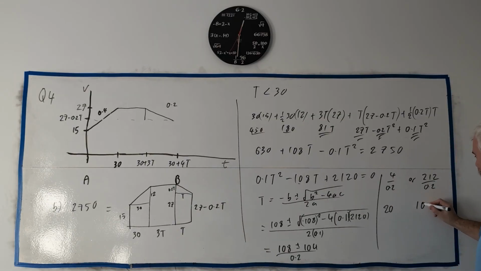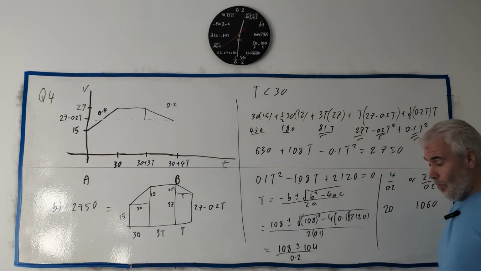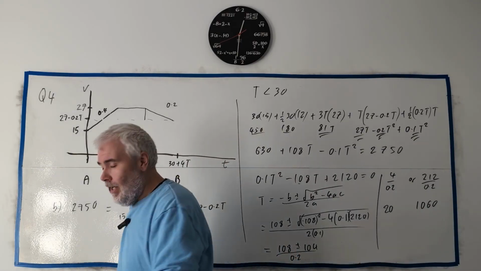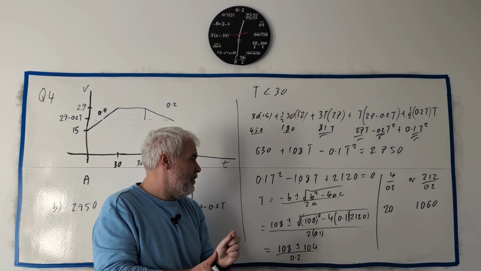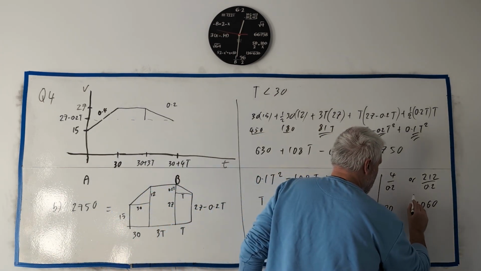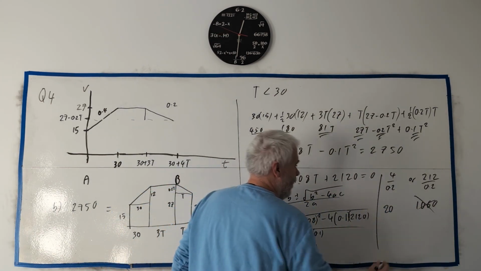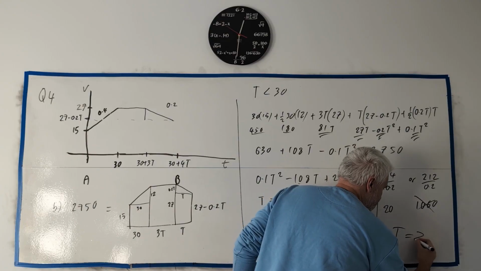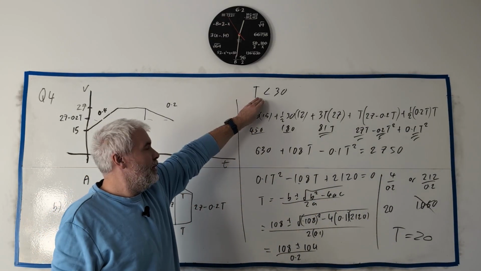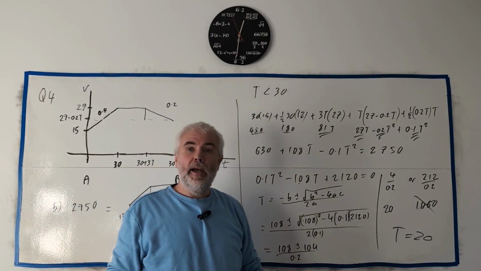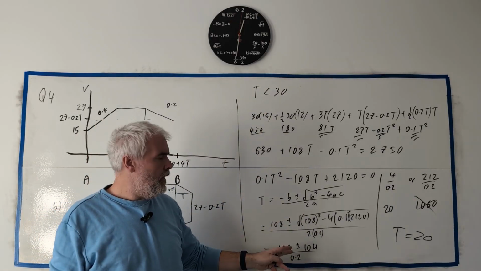And this is 1060. There are your 2 possible answers to this question. Except remember, they told you that t had to be less than 30. So the examiner does want to see you discount that, or just put t equals 20 at the end. They want to see just one answer, not 2 of them, because of that number there. And that's it for part B.